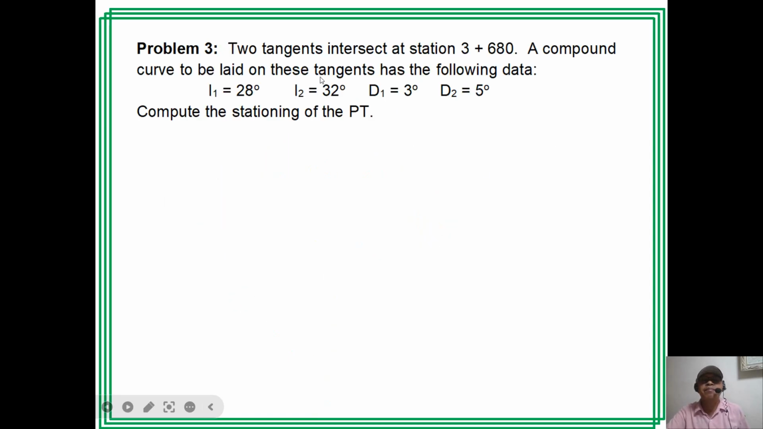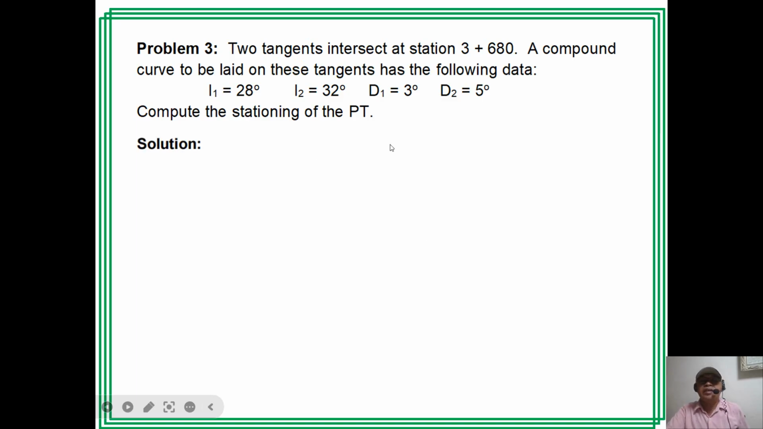Okay. So problem number 3. Two tangents intersect at station 3 plus 680. So this is at the PI. A compound curve to be laid on these tangents has the following data: I1 is 28 degrees, I2 is 32 degrees, degree D1 is 3 degrees, and degree D2 is 5 degrees. Compute the stationing of the PT. So we are given the station of PI, 3 plus 680.